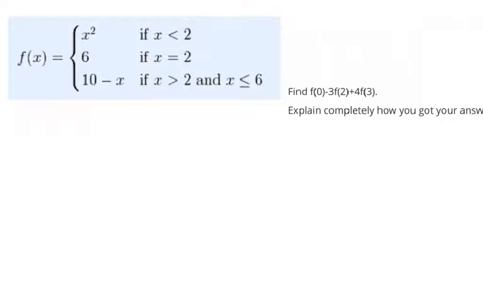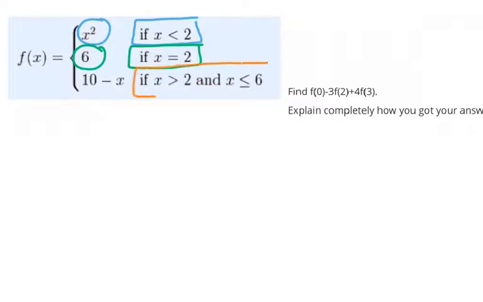Okay, so the piecewise is in the little blue blocks. There are 3 different functions that you're looking at. This one says you're going to use this function if x is less than 2. The next one says you're going to use this one if x is equal to 2. And the last one, it's a little weird. You're going to use this function if x is greater than 2 and less than or equal to 6. These over here are telling you when to use each function based on your x, and the ones over here are how you find your y coordinate, or your actual answer.